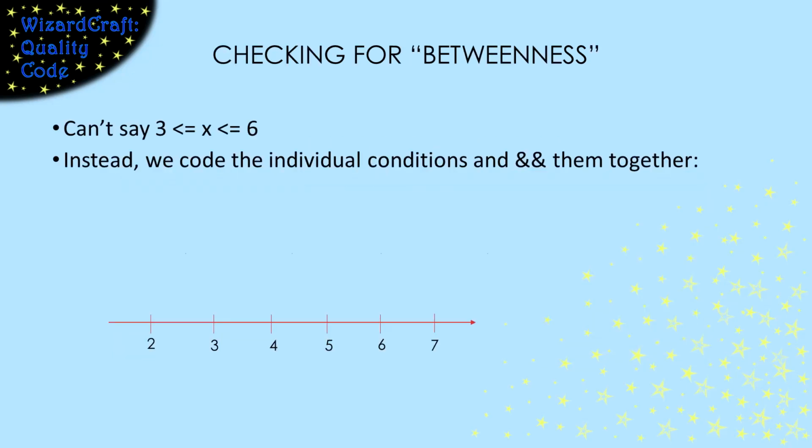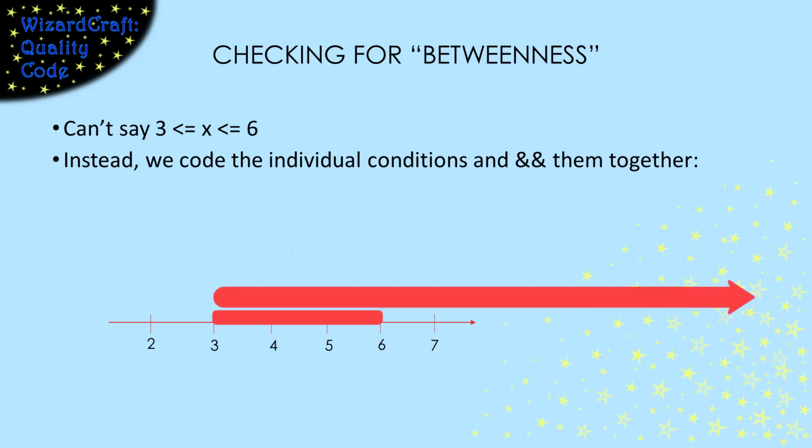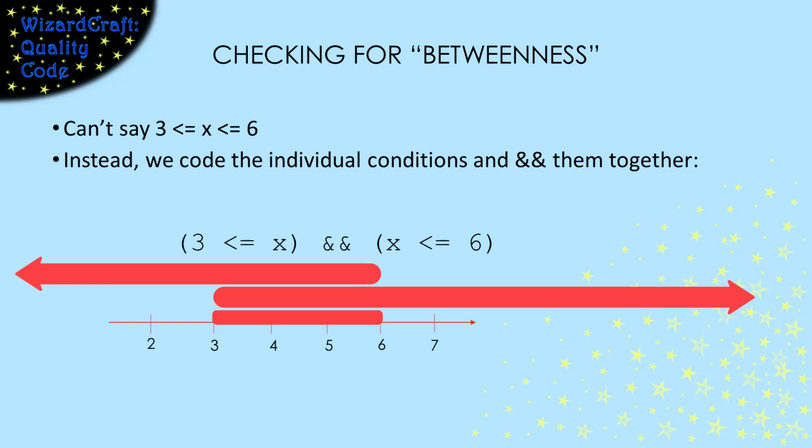Coding a conditional that expresses that a variable is between 2 values can't be done the way we did it in math class. Instead, we have to code the 2 ends and AND them together. We want something that is true if x is in this part of the number line. We can get that by checking if x is greater than or equal to 3 and it is less than or equal to 6. It is between those values only if both of the conditions is true. I like writing the relationships this way because it shows that x is between 3 and 6. Clearly, there are other ways you could write expressions equivalent to this.